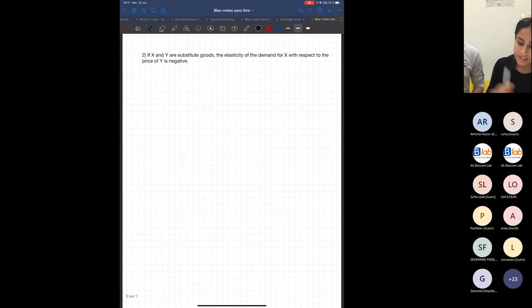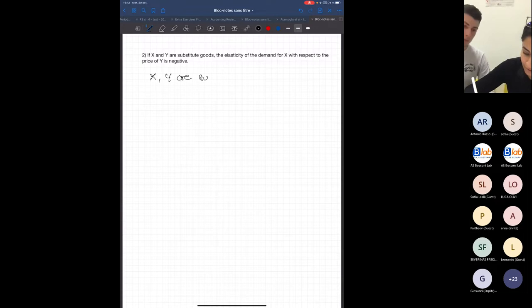Okay, so the second one says, if X and Y are substitute goods, the elasticity of the demand for X with respect to the price of Y is negative. So, guys, I think you should have seen this in class, but when two goods are substitutes, the elasticity of demand for one good with respect to the price of another is always positive. So since X and Y are substitutes, the elasticity is going to be positive.